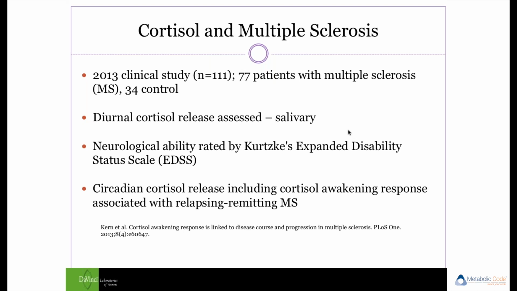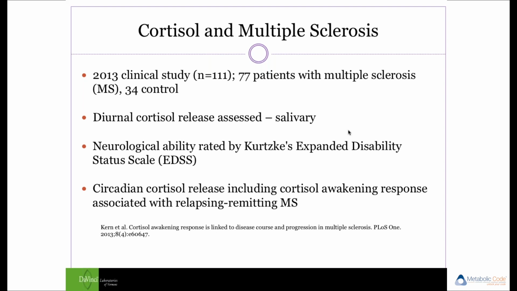Well, here's another 2013 study: 77 patients with MS, 34 controls. They evaluated the diurnal cortisol release, which was assessed in saliva. And what they showed is that alterations in the circadian rhythm were associated with relapsing-remitting multiple sclerosis. And so we see this relationship where if you have a diagnosis concurrent with alterations in the HPA axis, especially with flattening of the cortisol curve, you tend to have worse symptoms related to that chronic illness and even heightened mortality. So for example, in a variety of clinical outcome studies, breast cancer patients were also evaluated with saliva cortisol curves. And what we found is there was greater risk of metastases and mortality in those patients because of flattening of the diurnal pattern.